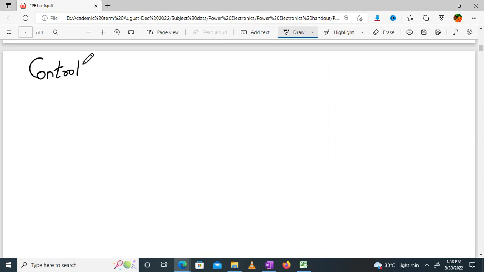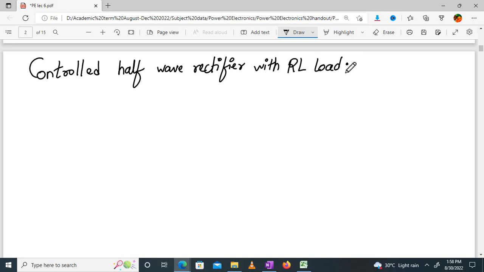Now everyone please write: half wave rectifier with RL load. Okay? How will the circuit look like? Draw the symbol properly. Okay?